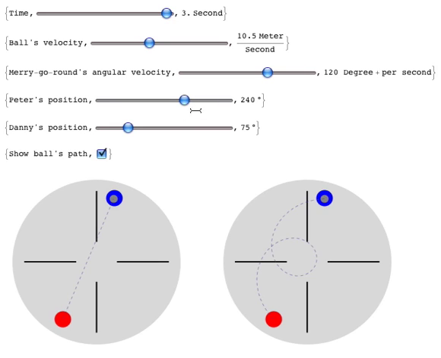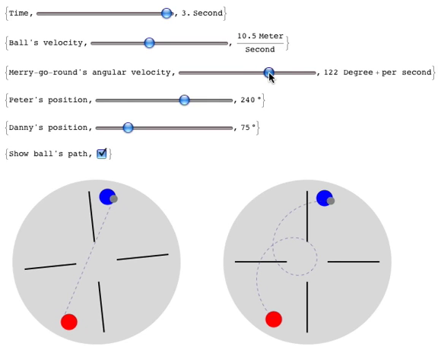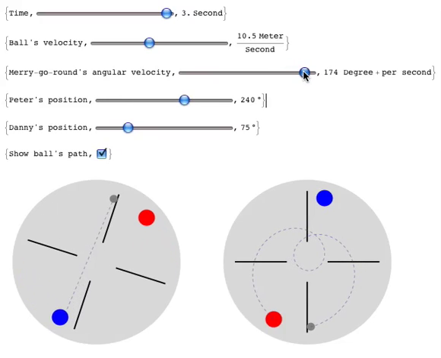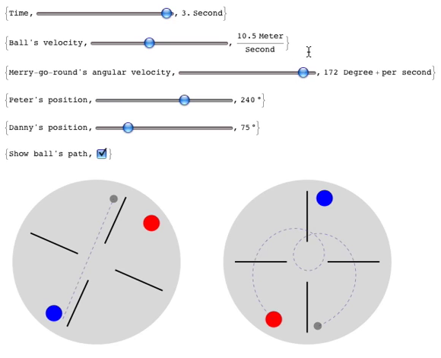So I'm just going to make the merry-go-round rotate faster and see how that changes the path of the ball. So I'm going to turn this from 120 up to, let's say, 170 or so. We see that has created a different shape for the ball, and we can also update the positions of the two people on the merry-go-round. So I'm just going to move Peter here.